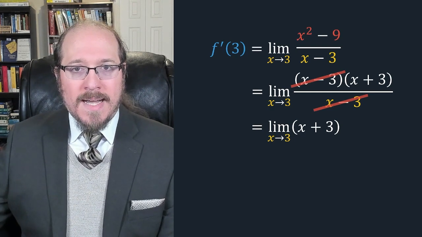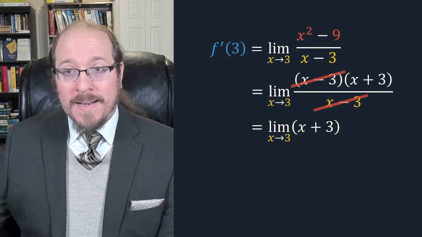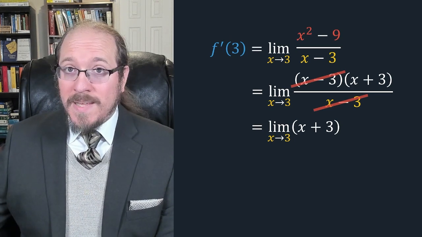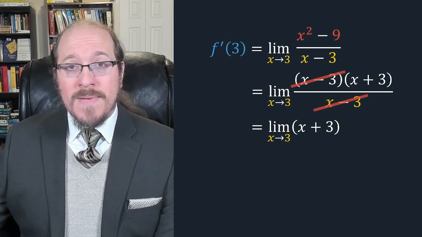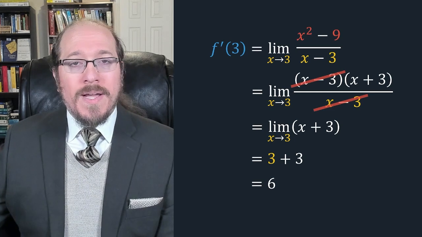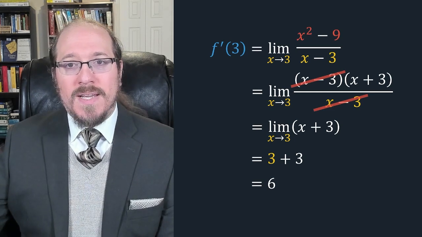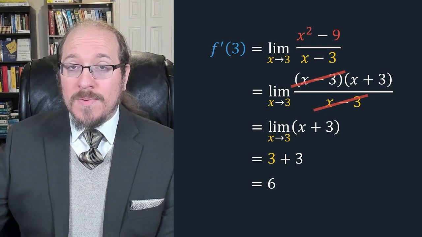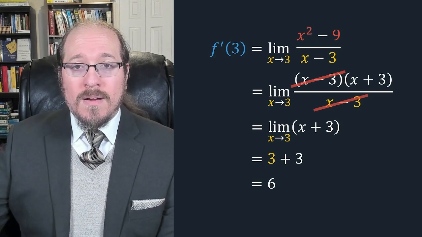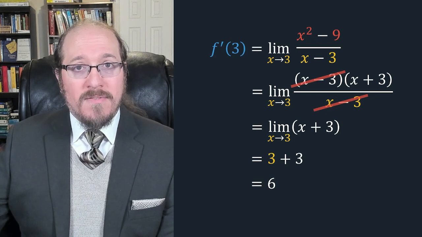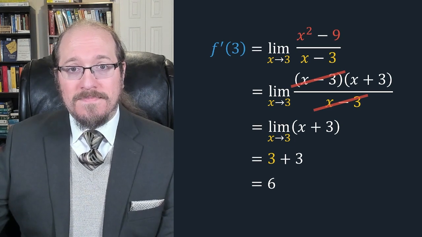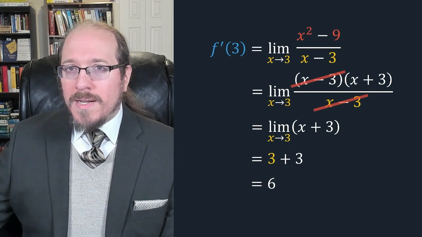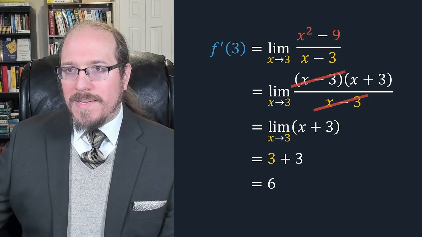So now we just have x plus 3, a linear function. That's continuous everywhere. So to find the limit as x approaches 3, we can just plug in x equals 3, giving us 6. So that tells us that if x equals 3, then x squared has a slope of 6 for that tangent line. Now, what if we wanted to find the slope at any point?